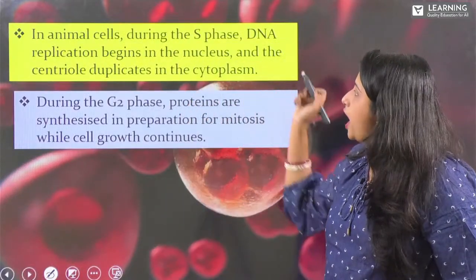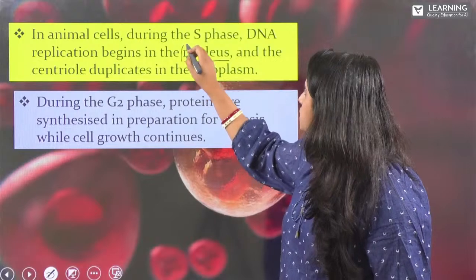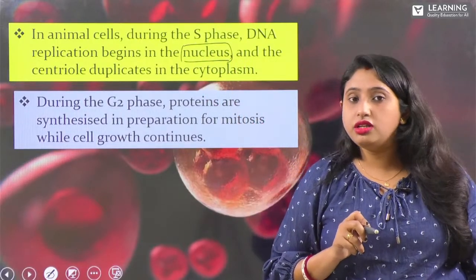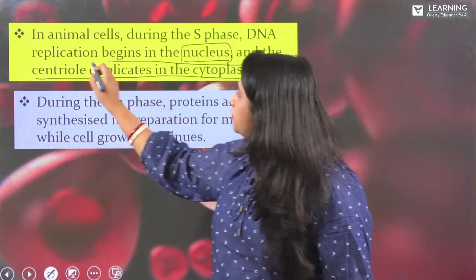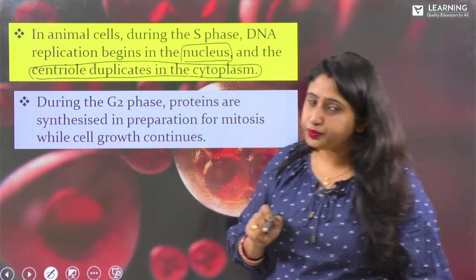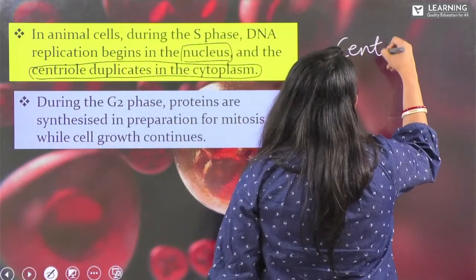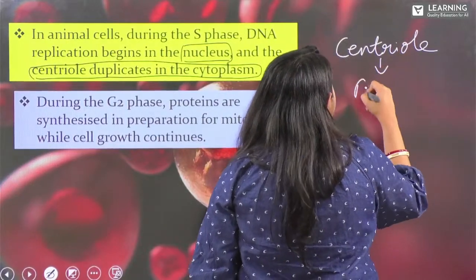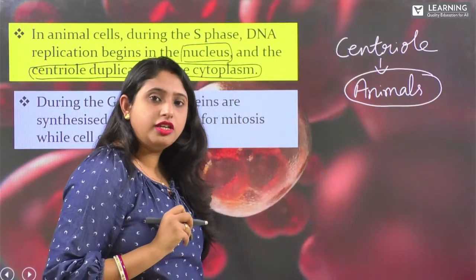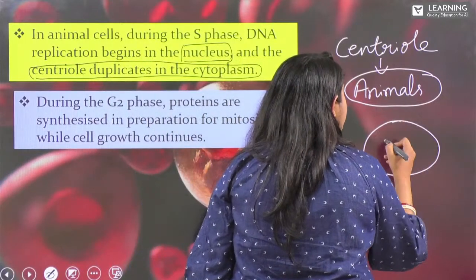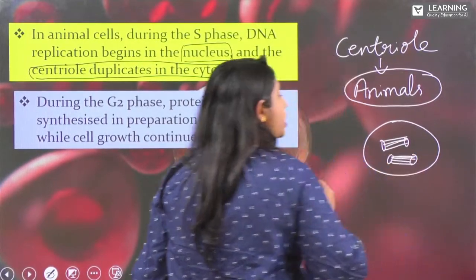Now, in animal cells, during that phase, the DNA replication begins in the nucleus. The nucleus is the place where the DNA replicates, and the centriole duplicates in the cytoplasm. Now, what is this centriole? Centrioles are present only in animals. They are absent in plants. Inside the cell, you will see structures like this. These are known as centrioles.